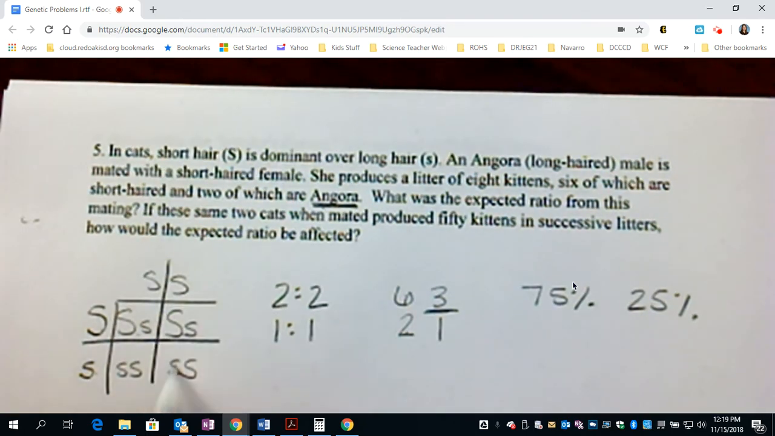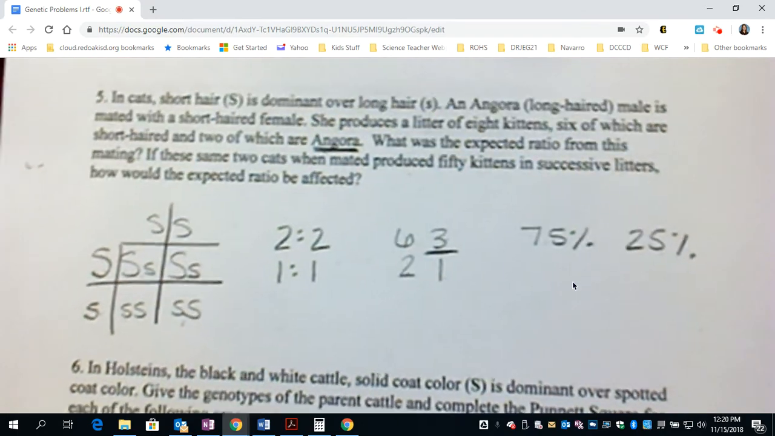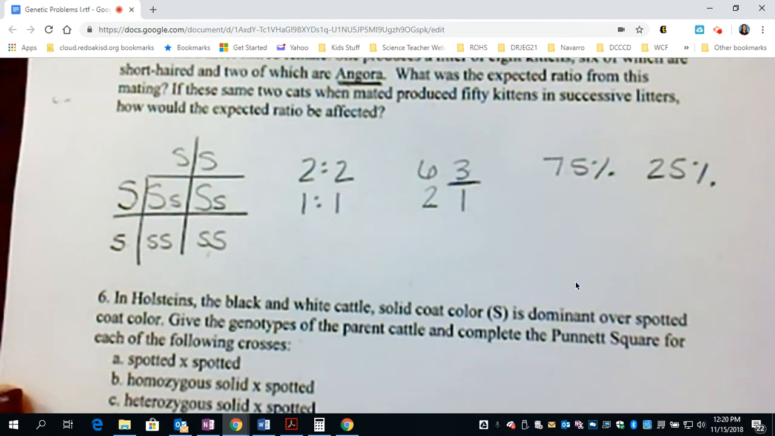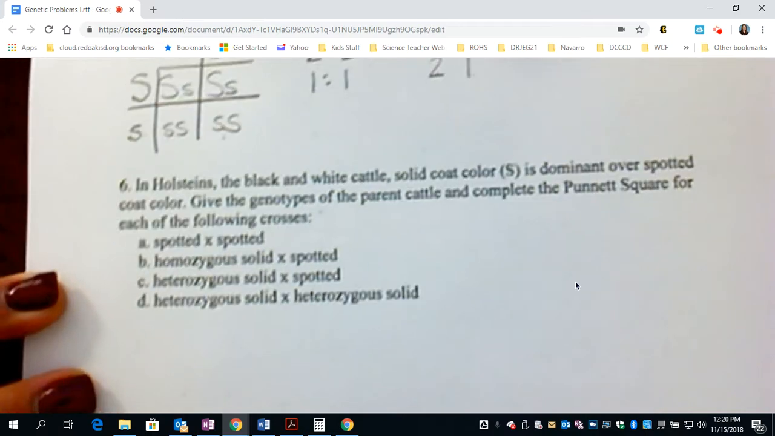Because there's a 50-50 chance, remember, this is not if she has 4 kids, 2 will be this and 2 will be that. This is for 1 kid, there's a 50% chance it'll be short hair, a 50% chance it'll be long hair. So she had all these 8 kittens. It looks like the ratio here is 3-to-1, so we're going to have 75% short hair versus 25% long hair.